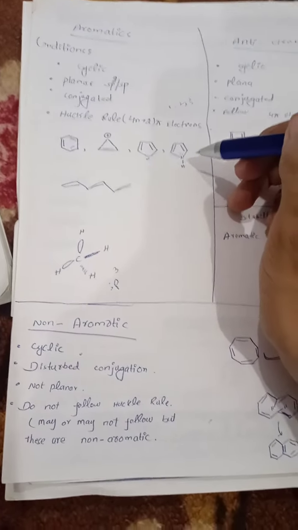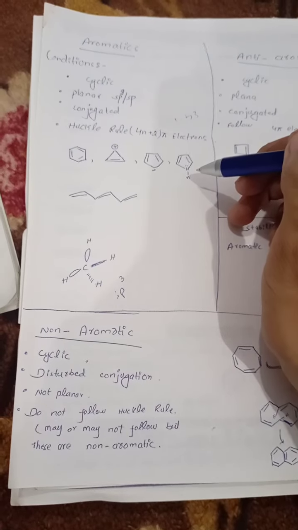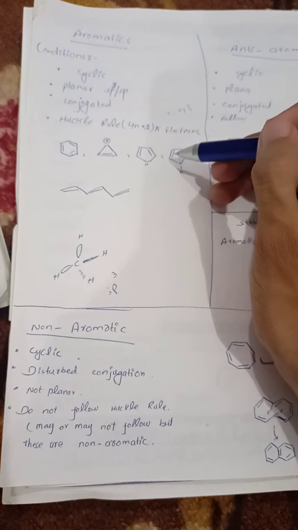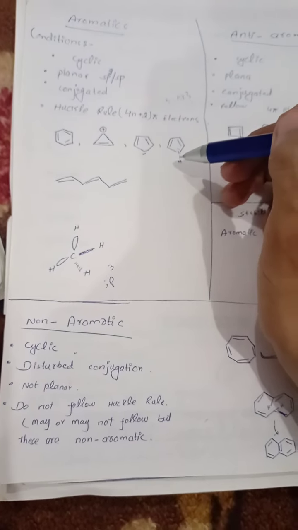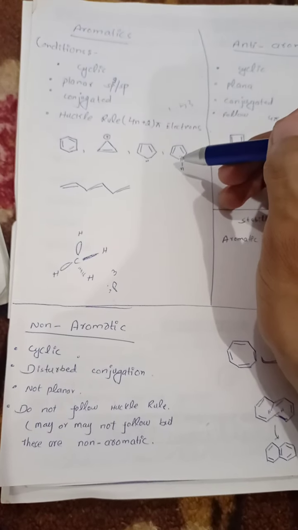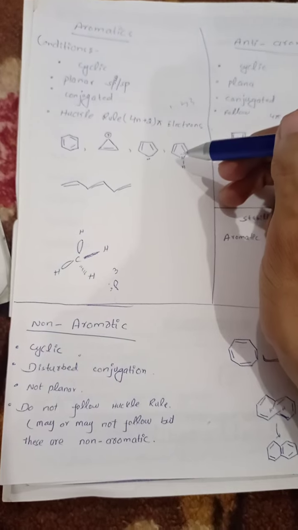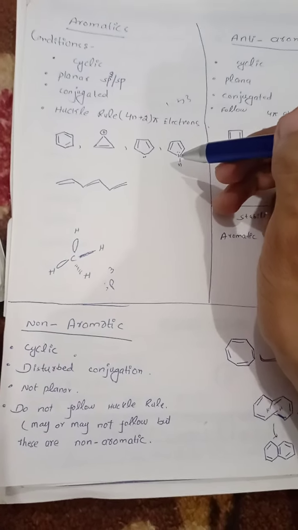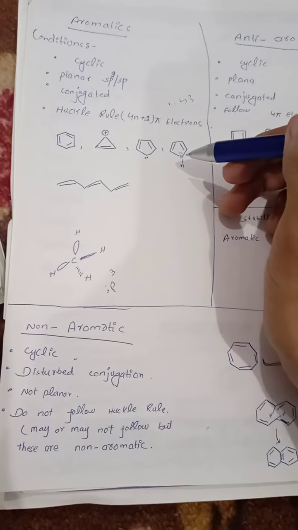If we look at another example, a heterocyclic compound, it's pyrrole. Here there are 4 pi electrons and a lone pair on the nitrogen atom, which is also in the same plane as the molecule, so it's in conjugation with the molecule. So we also consider pyrrole as an aromatic compound.